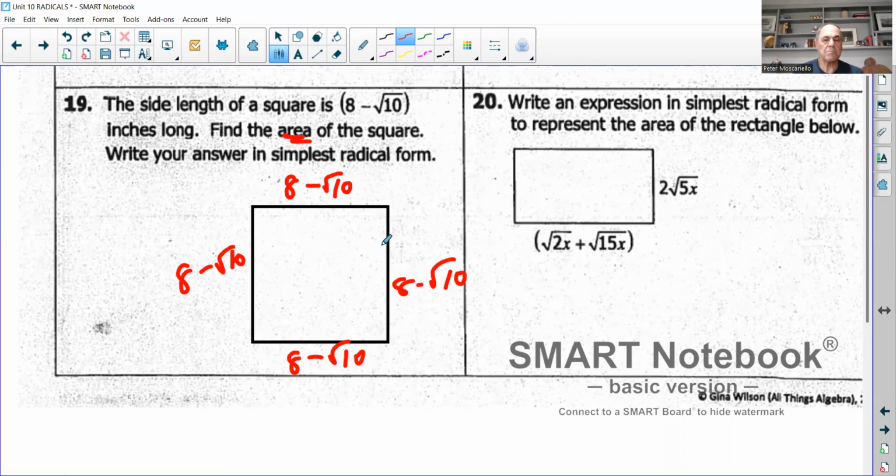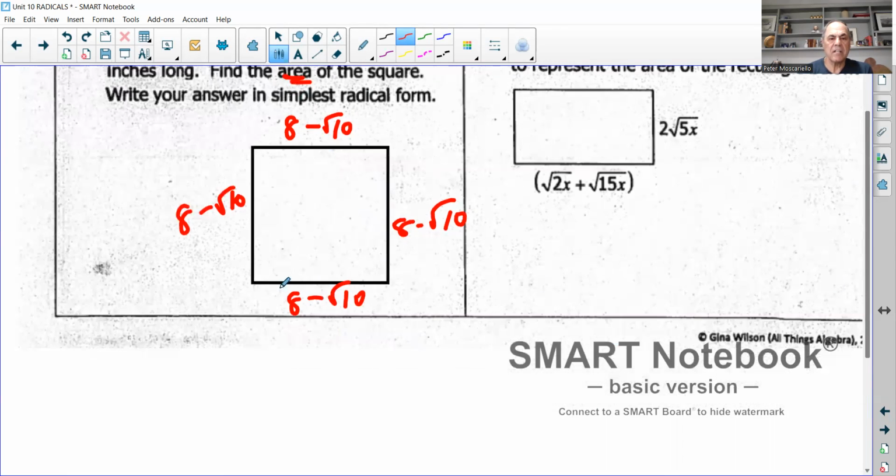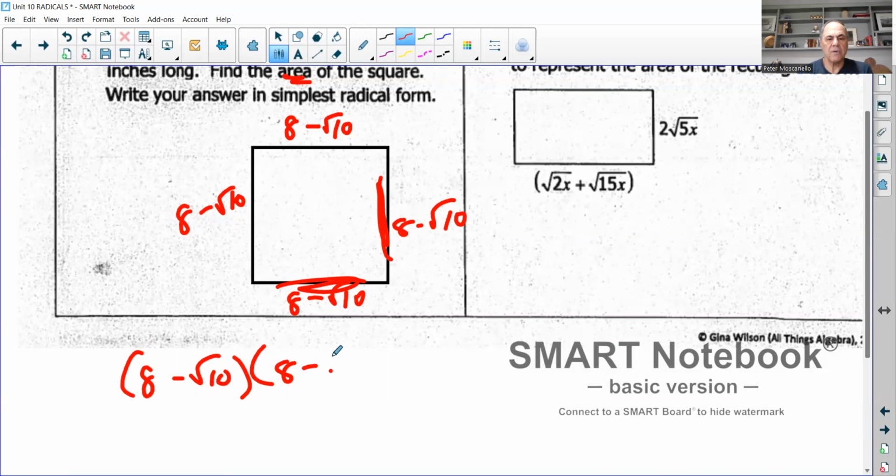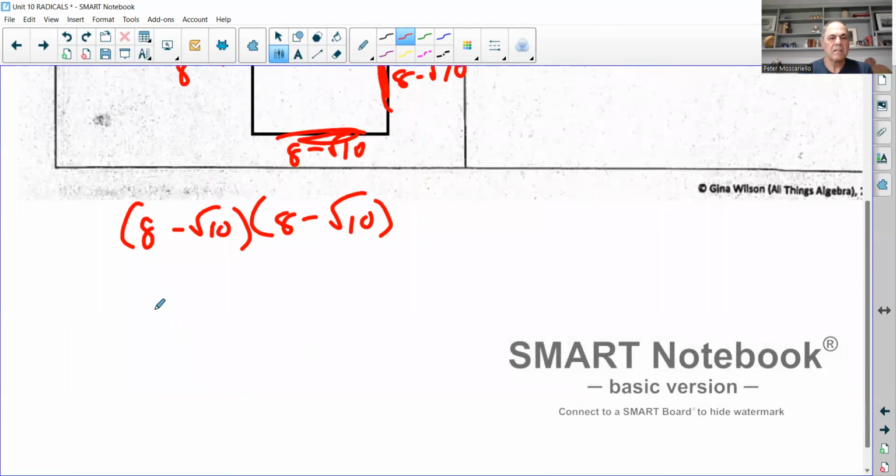Now let's see, how do you find the area? Do I add up the 4 sides? No, that's perimeter. Area is just length times width, that's all. So to find the area, it's length times width, or side times side. So it's 8 minus root 10 times 8 minus root 10, and FOIL that out.